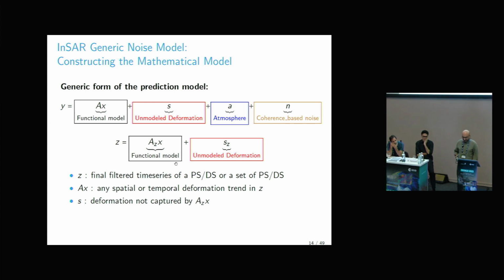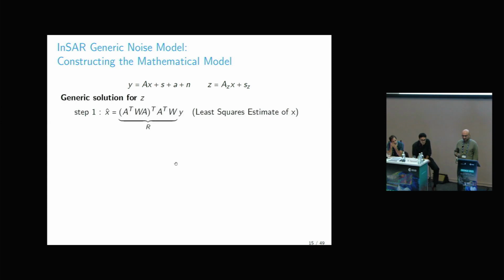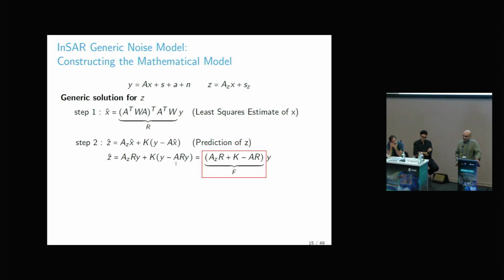Okay, if this is the construction of the model, then in two steps we can solve it. First, we solve for X using least squares. I put it in the most generic form. The weight matrix can be whatever the user decides, so it is not one particular kind of least squares. With the generic form of least squares, we estimate X. And then in step two, we can predict Z.